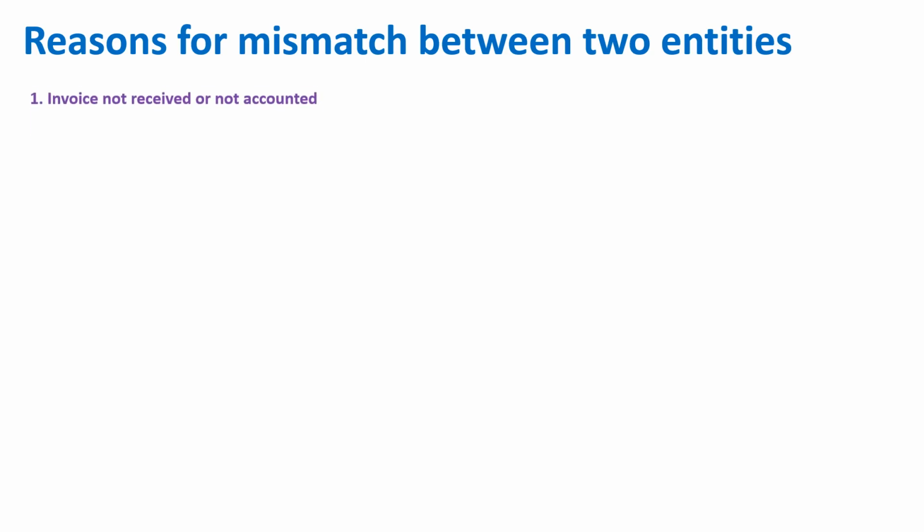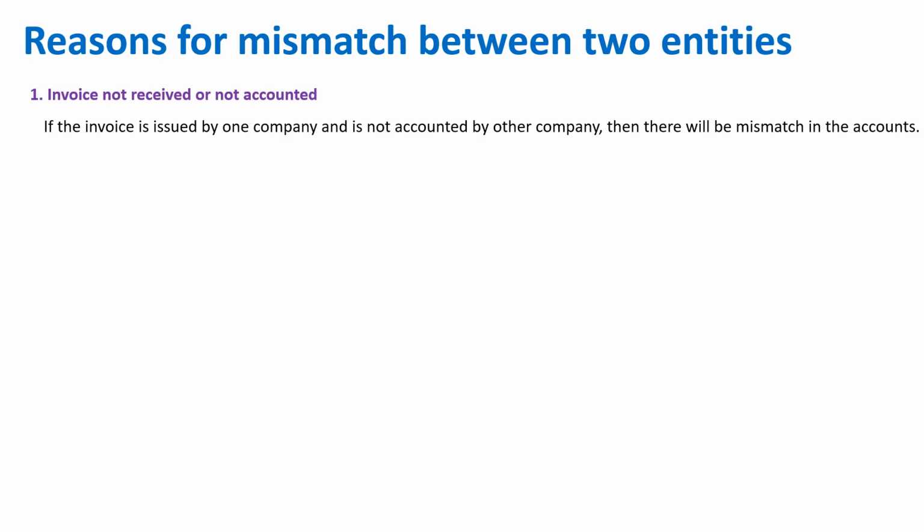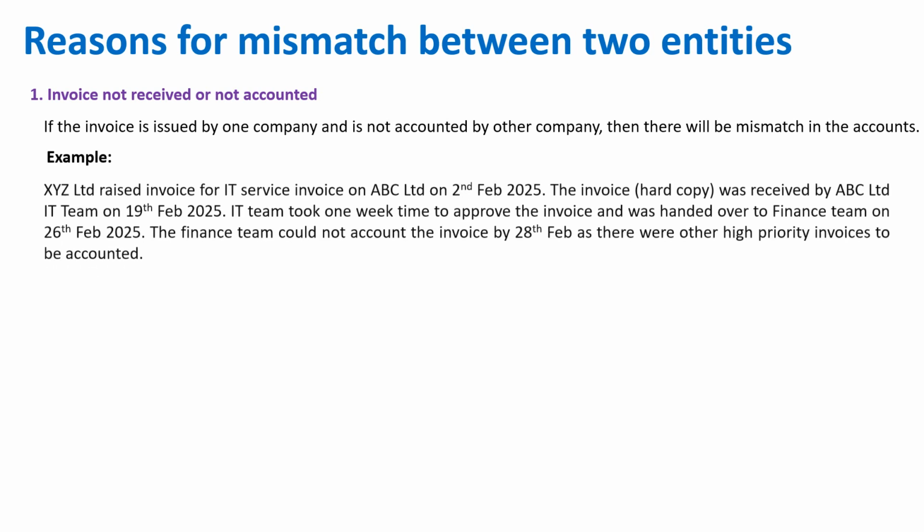The first one is invoice not received or not accounted. If the invoice is issued by one company and is not accounted by the other company, then there will be a mismatch in the accounts. Okay, let's take an example.